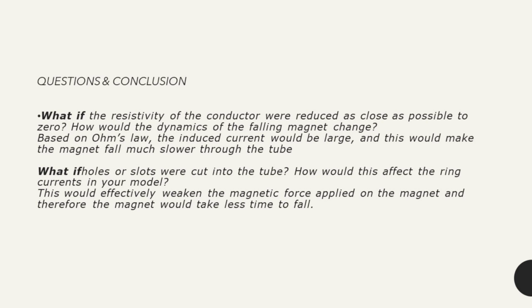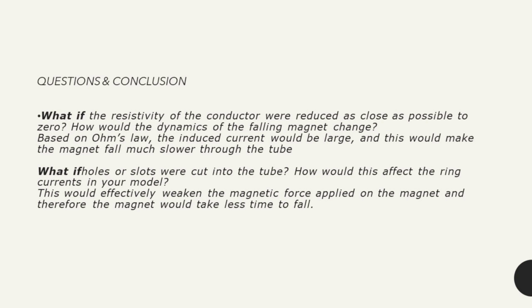And now the questions. What if the resistivity of the conductor were reduced as close as possible to 0? How would the dynamics of the falling magnet change? Well, we can tell that based on Ohm's law, the induced current would be large since we have 0 resistance, and this would make the magnet fall much slower through the tube.